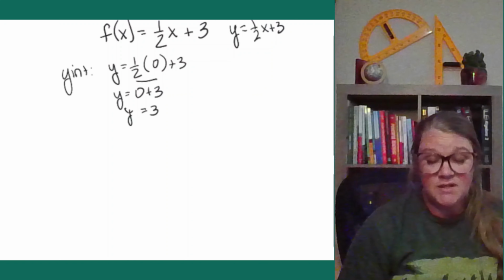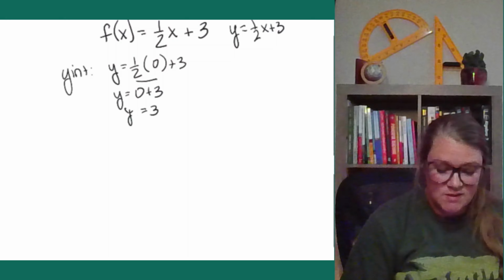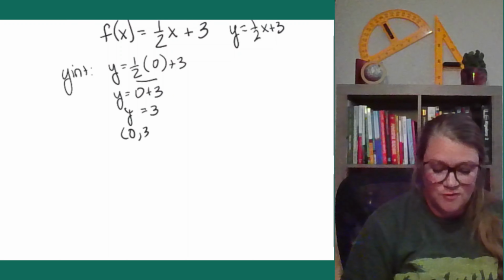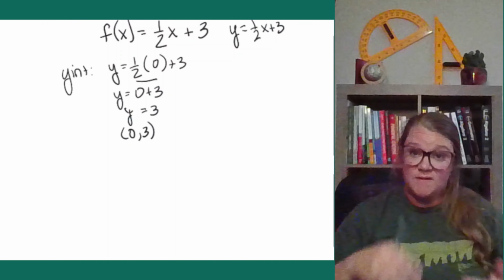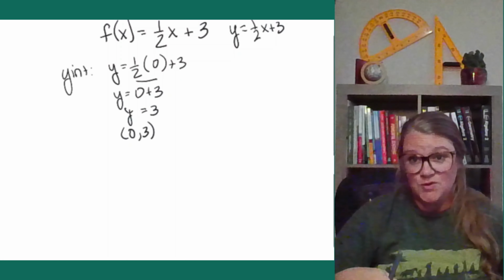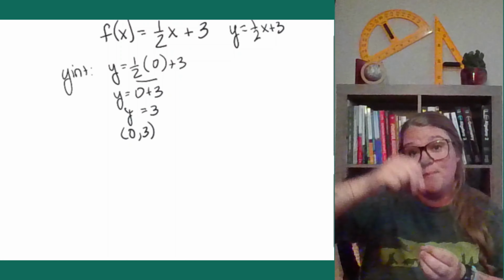So I'm going to write that down as a point. This is the point 0, 3. I put a 0 in for x and I got a 3 for y. So what this means is this is the y-intercept. That means up 3 on the y-axis is where this line is going to hit that y-axis, okay?